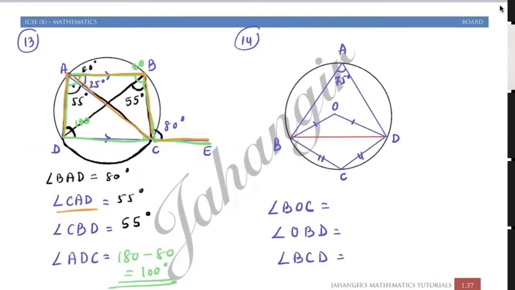Now next question, question number 14. In the given figure, O is a center, BAD, as you can see, it's 75 degree. Chord BC is equal to chord CD. You have to first find angle BOC. So for that, first I have to connect OC. Anyone who can help me with this sum? I want this angle. Bolo, tell fast.